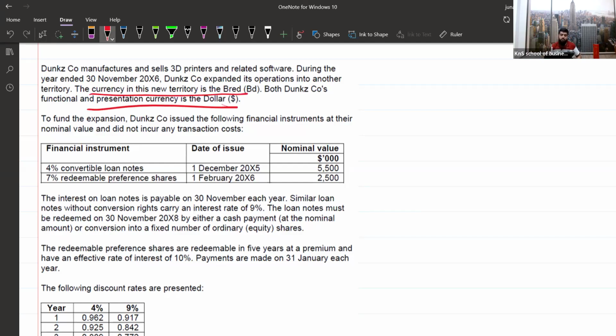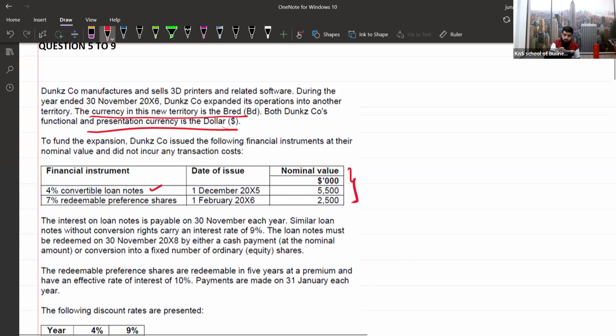Now, to fund the expansion, the company issued the following instruments at their nominal value. If you see the terminologies being used over here, that is the convertible loan, redeemable preference shares, which means at the start of this question, the data is related to IAS 21. Although it's not that difficult one, the data is related to IAS 21. In the next part, it is related to IFRS 9, that is the financial instruments.